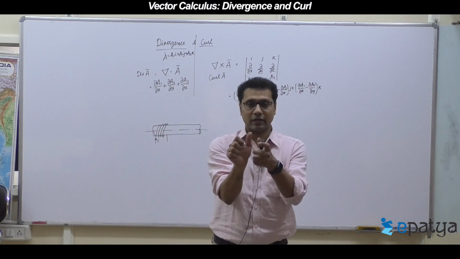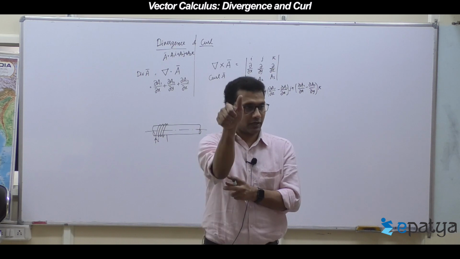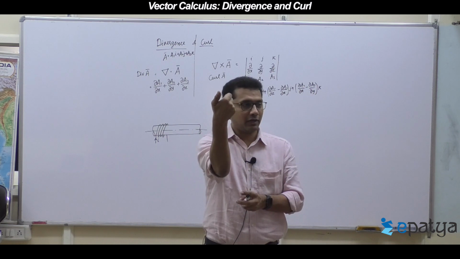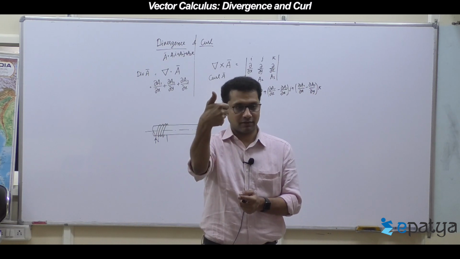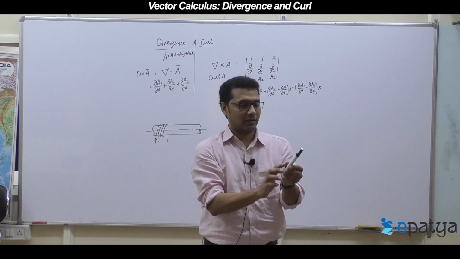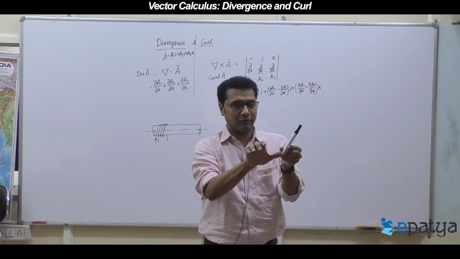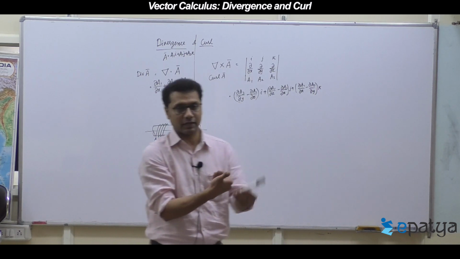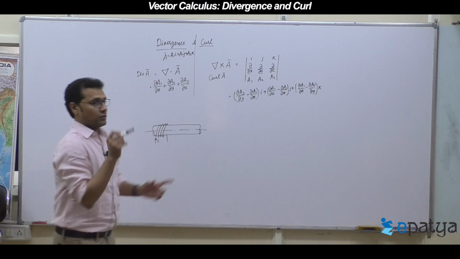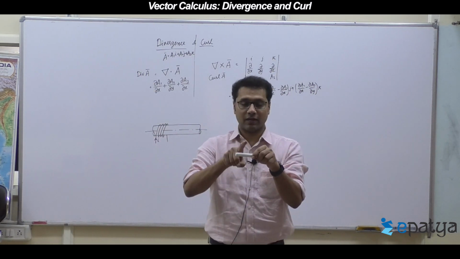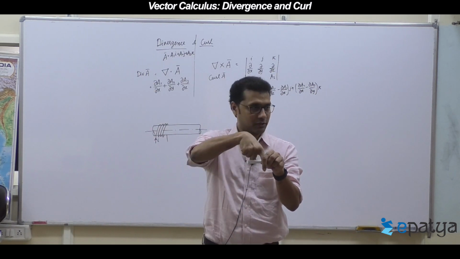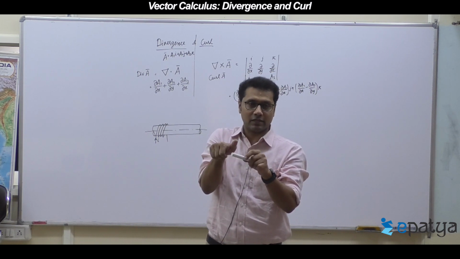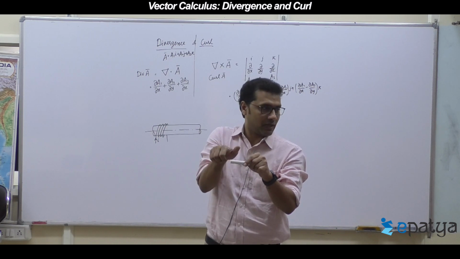Suppose the thumb indicates the flow of current, then the closing of the fingers indicates the magnetic field induced around that wire. So when the flow of current is like this, the magnetic field induced will be like this. Suppose I have a wire like this with current passing through it; the thumb indicates the direction of current.